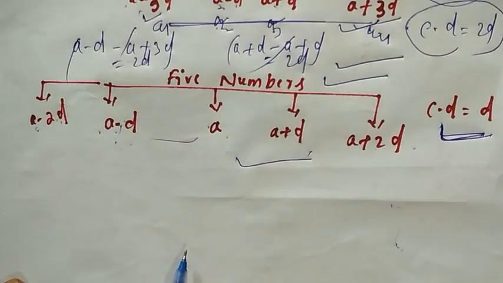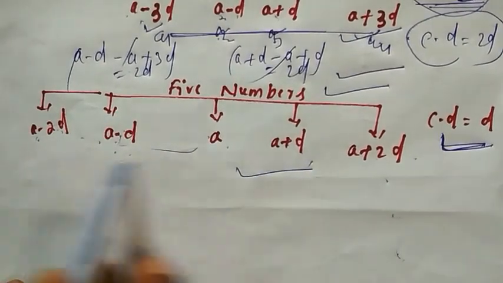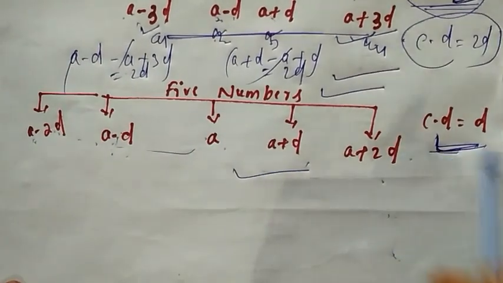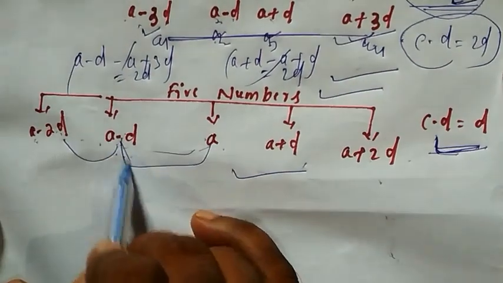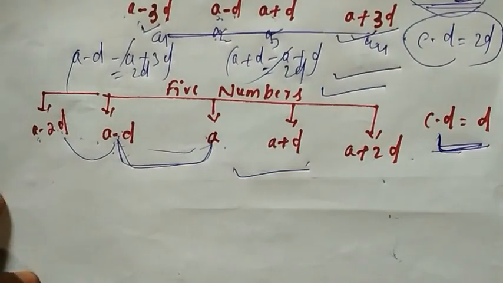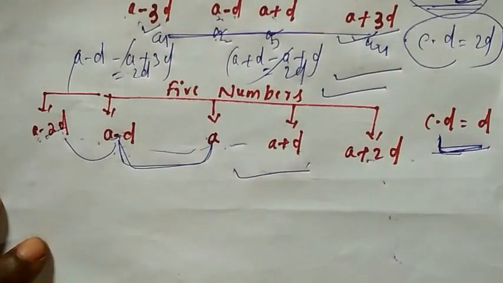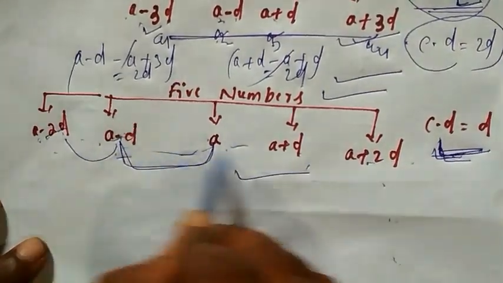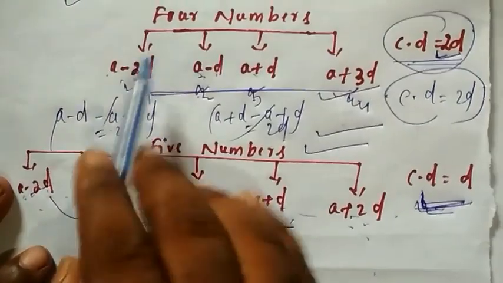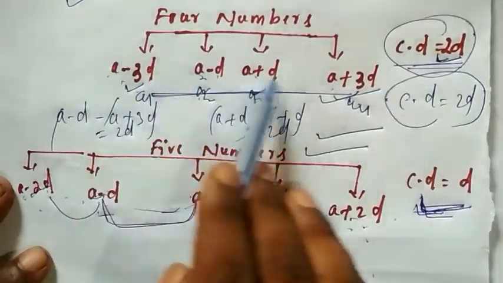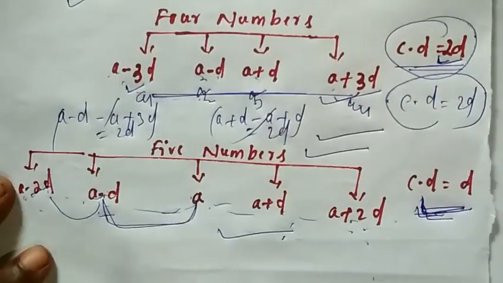And while selecting the numbers, don't forget that in all these numbers the common difference should be the same. If subtracting these two gives one common difference, and subtracting these two gives another common difference, that means the common difference is not the same, so these 5 numbers cannot be in AP. As the common difference is the same, these 5 numbers are in AP, so you can select only these 5 numbers. Like that, in these 4 numbers also the common difference will be 2D. If the common difference is not the same, then these 4 numbers cannot be in AP.